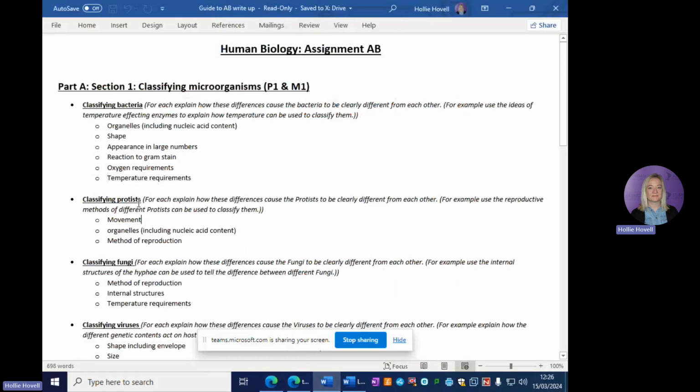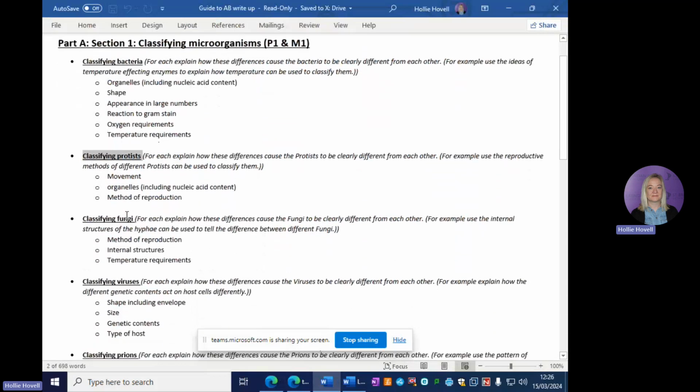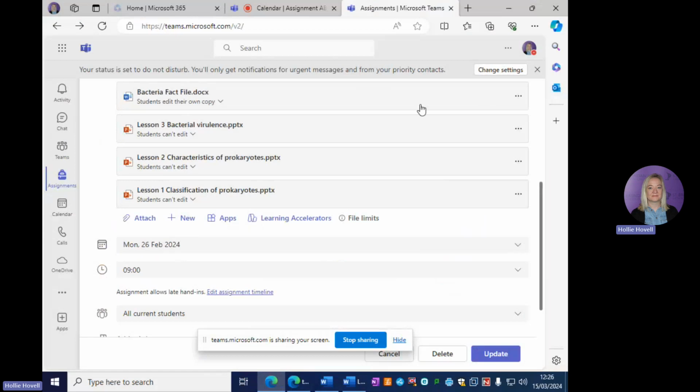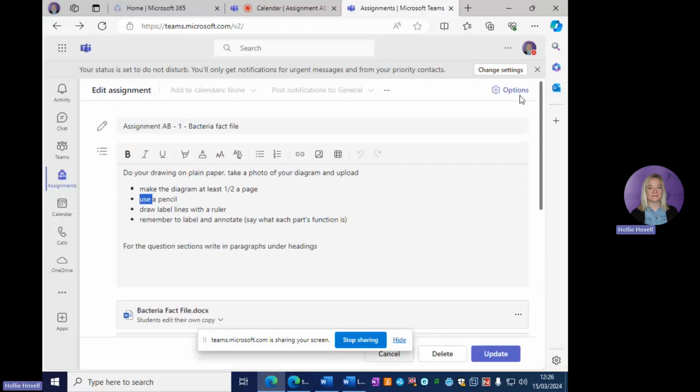Your next section is classifying protists. For protists, you're going to need to go into a different homework to get your resources. So you need to go into your assignments and find the homework fact file that you did.